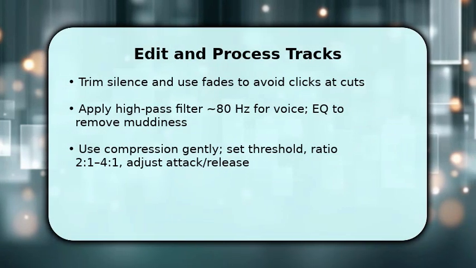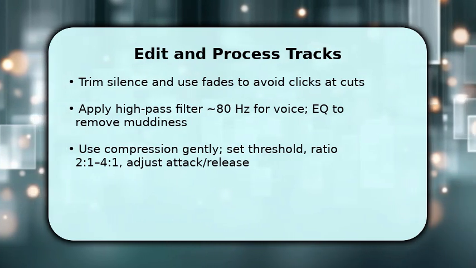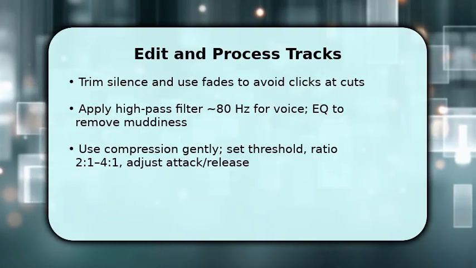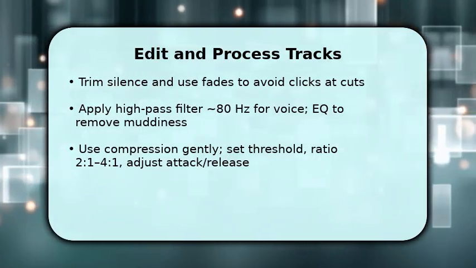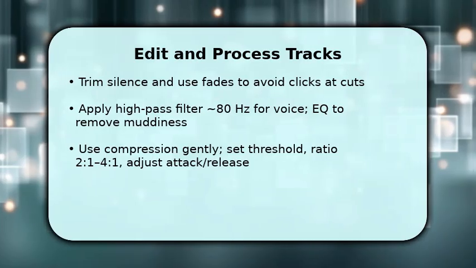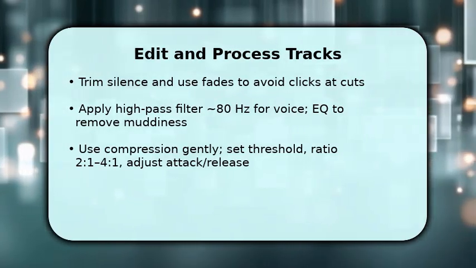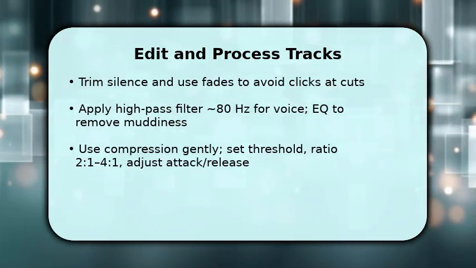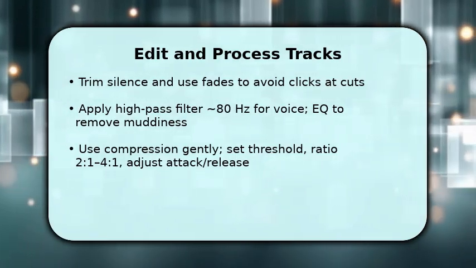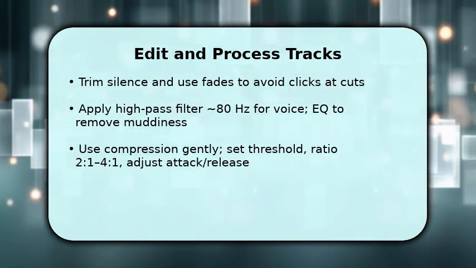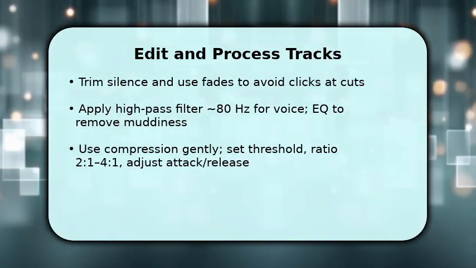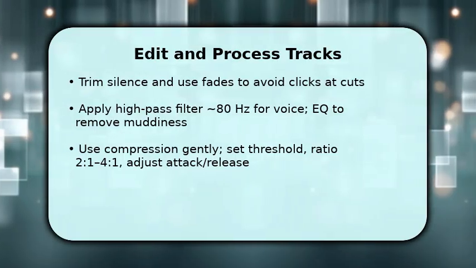You now clean and shape the sound, trim leading and trailing silence, and add short fades to eliminate clicks. Then apply corrective EQ, use a high-pass filter near 80 Hz for voice, and notch any resonant peaks to reduce muddiness. Once tonal balance feels right, add compression to control dynamics, set a moderate ratio, dial the threshold to taste, and tweak attack and release so the result breathes naturally. These steps tighten the mix and make each element sit in its intended space.